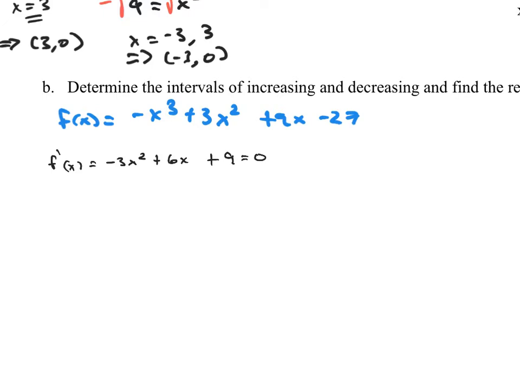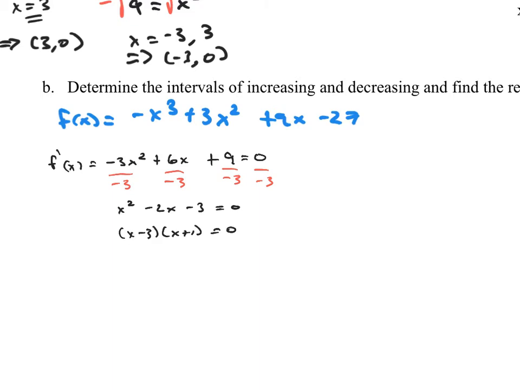You can solve it however you want, so you could use the quadratic formula if you wanted. I'm going to try factoring, but before I factor I'm going to divide everything by negative 3, because I see that negative 3 is a factor of everything. So when I do that, negative 3x squared divided by negative 3 would be x squared. 6x divided by negative 3 would be minus 2x, and then positive 9 divided by negative 3 would be minus 3 equals 0. I need two numbers that multiply to be negative 3 and add to be negative 2. That would be x minus 3 times x plus 1 equals 0.